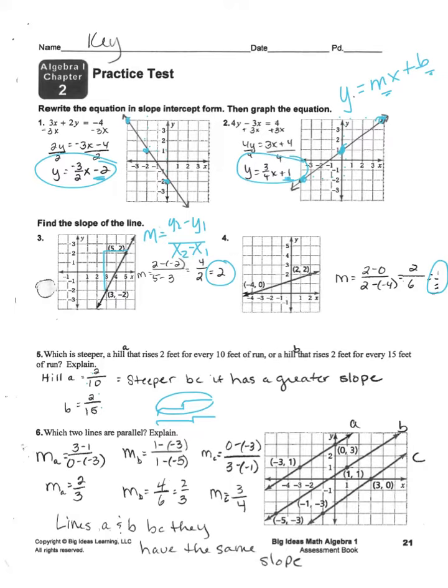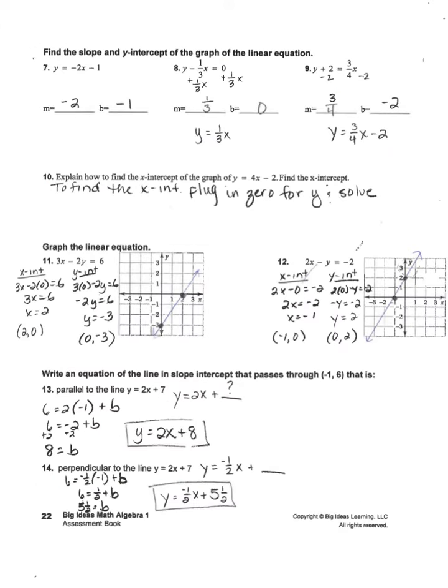In number 6, which 2 lines are parallel? First, you need to identify line A, B, and C, and then find the slopes of each line. So the slope of A is 2/3, the slope of B is 2/3, and the slope of C is 3/4. Therefore, lines A and B are parallel because they have the same slope.